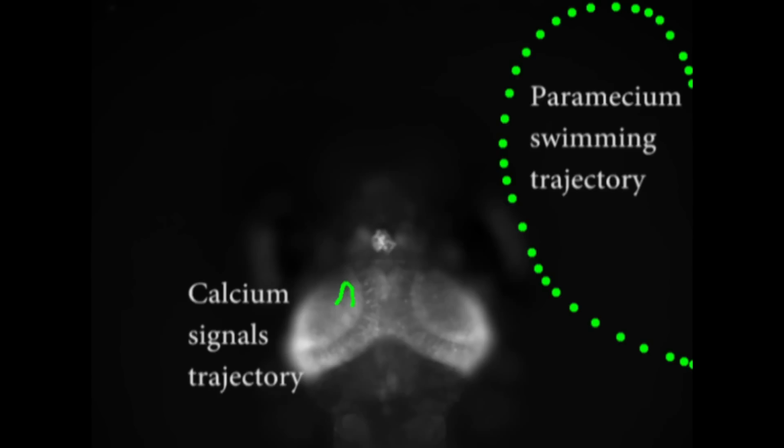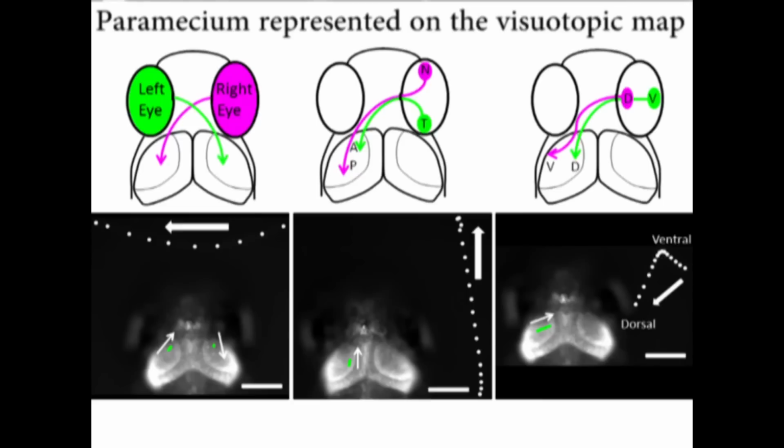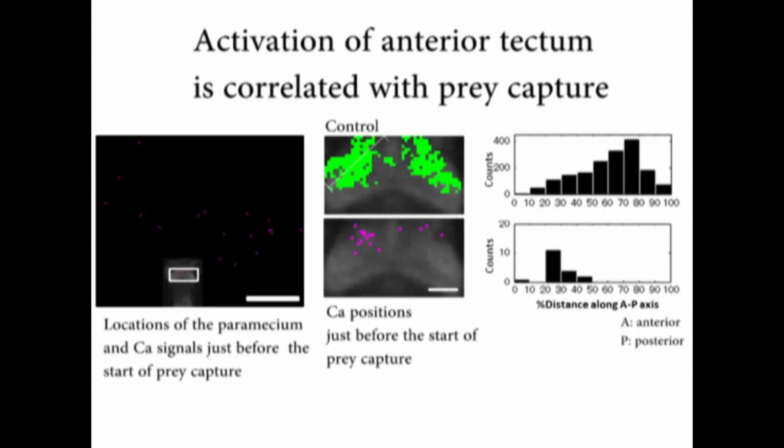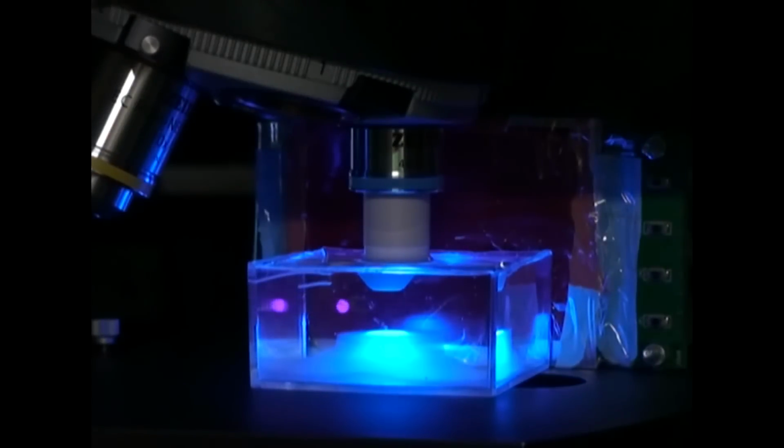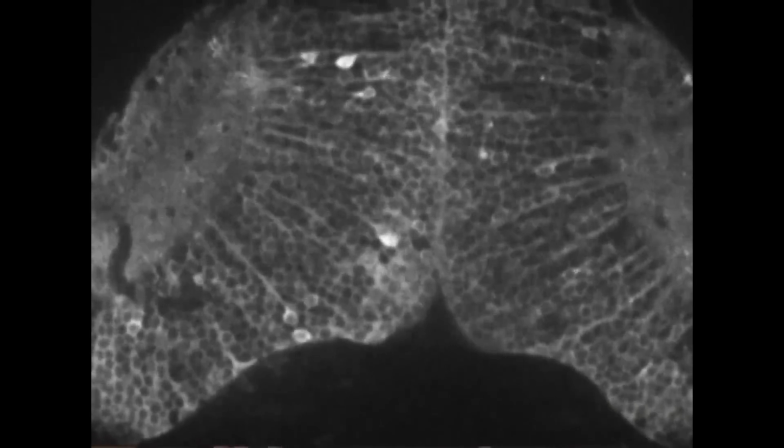We visually demonstrated that the paramecium was represented on the visual topographic map as predicted by anatomical studies. And activation in the anterior part of the optic tectum was correlated with the occurrence of the prey capture behavior. In this study, we imaged neuronal activity in the initial step of prey capture. Using this method that we have developed, now we are trying to visualize the neuronal activity that underlies cognitive process.